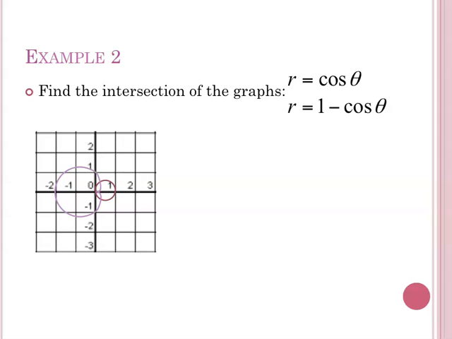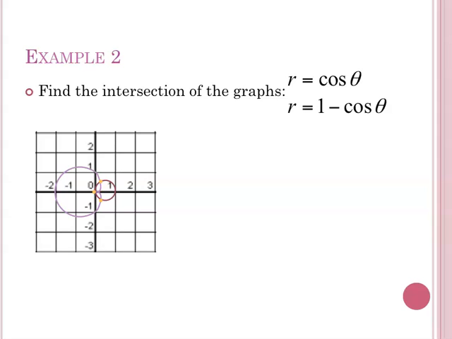All right, so now we can take a look at this and we can see that there's one intersection point over here, there's one over here, and there's actually one more, right here. So there are 3 points of intersection. Now let's go ahead and try to find those 3 points of intersection algebraically.